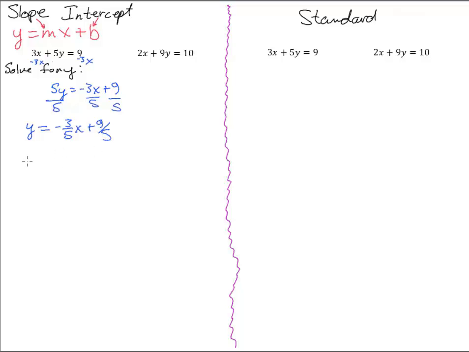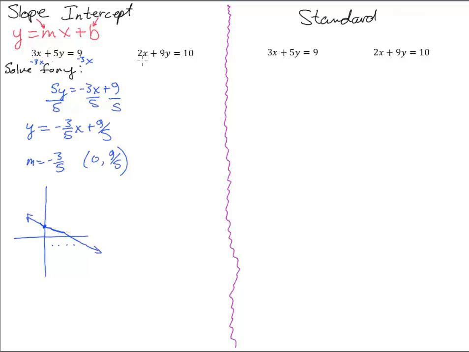We have the slope right there. Slope is negative 3/5. And then we also have the intercept right there, 0, 9/5. And we can graph the line just like that. 0, 9/5, that's almost 2. And then a slope of down 3. 1, 2, 3, 1, 2, 3, 4, 5. And there's our line right there.